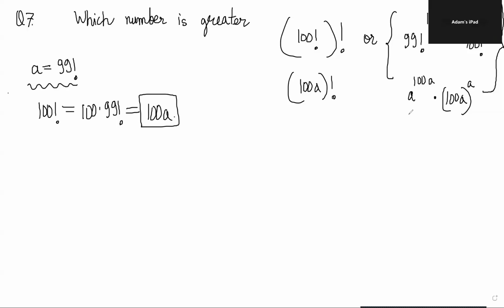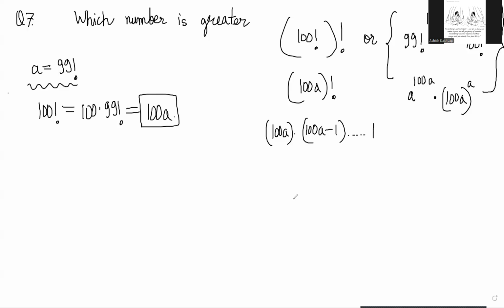Can't you take away 100A from both sides, and then you get 99A factorial on the left, and A to the power of 100A times 100A times 100A minus 1. Oh, it's 100A minus 1, it's not 99. Okay, it's a little tricky. Let's think.